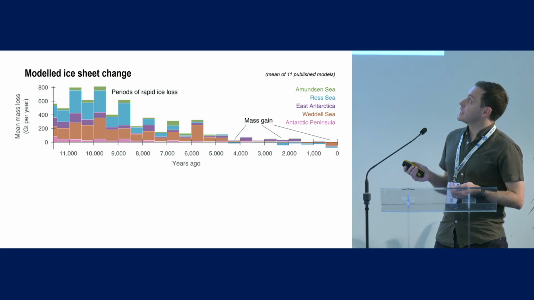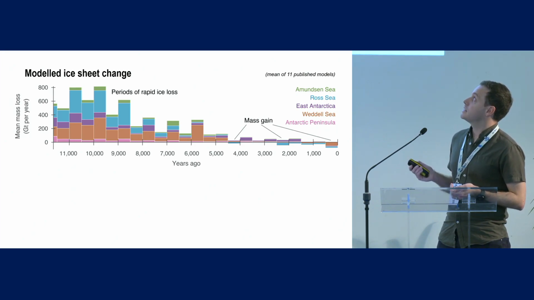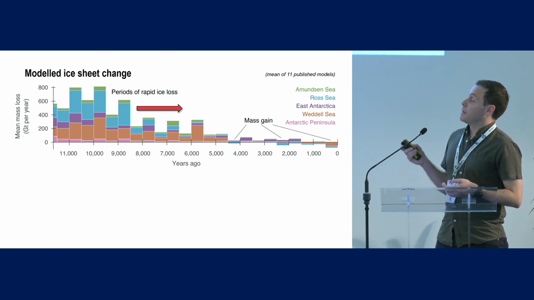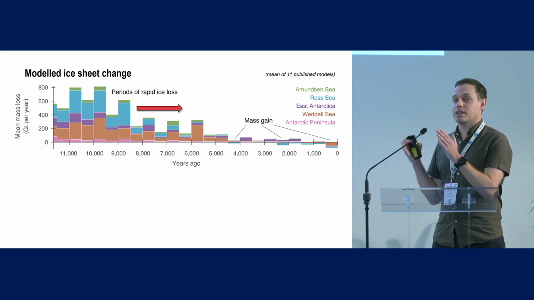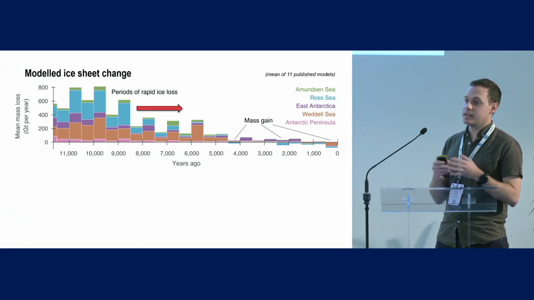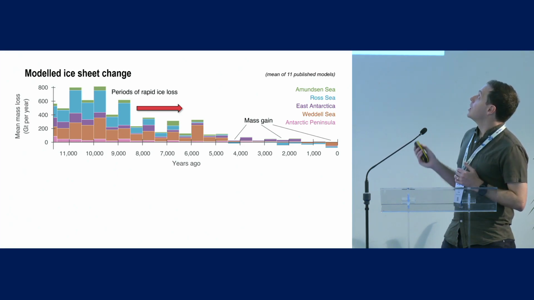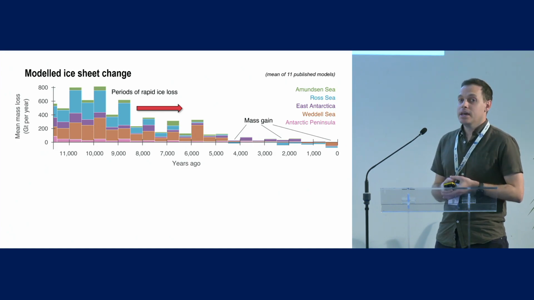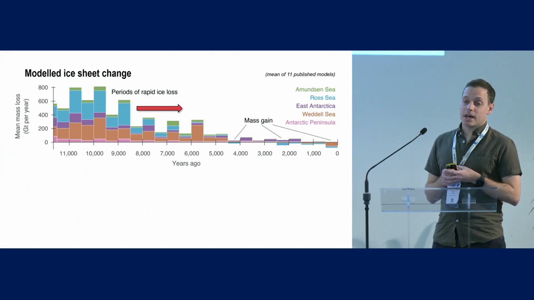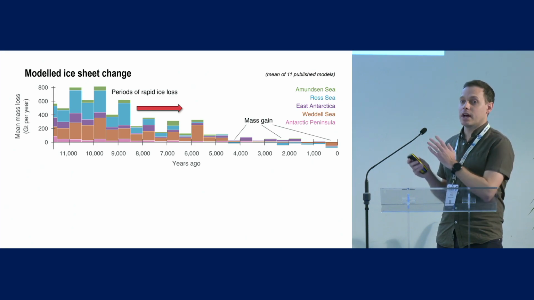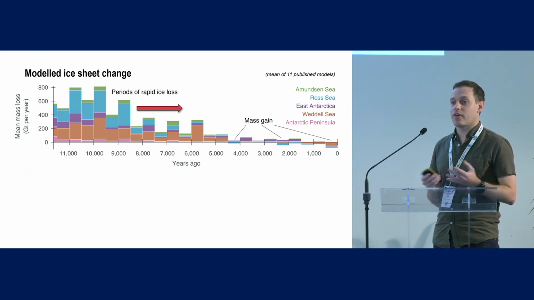And first of all, you can see that here in the earlier part of the Holocene, we have these rapid periods of ice loss that are captured in the models. But actually, the majority of these models don't capture the timing correctly. So the evidence suggests that this probably happened at least a couple of thousand years later in most of the sectors. We also see an area of more stable ice sheet with some parts of mass gain, particularly in the Weddell and Ross Sea sectors. But there's still an area where maybe this isn't as much as what the current evidence suggests.